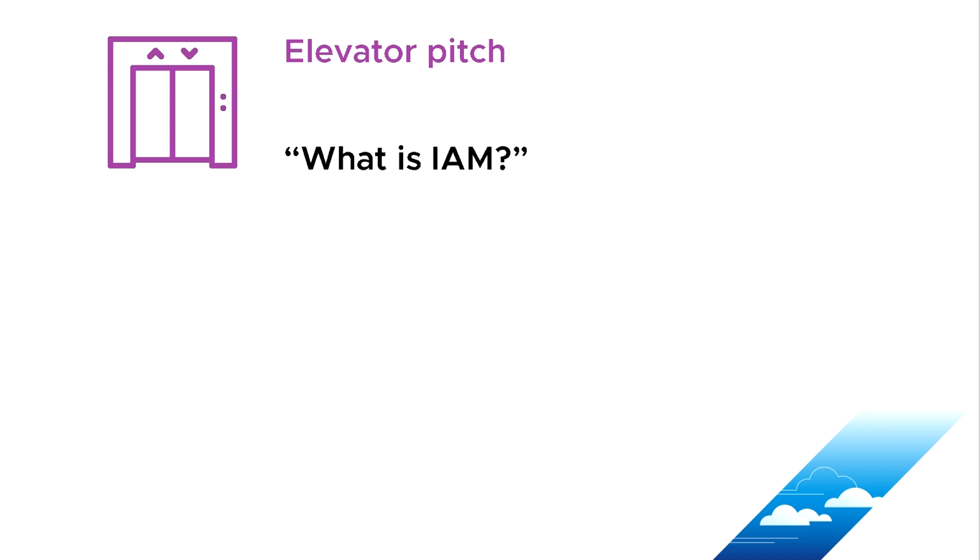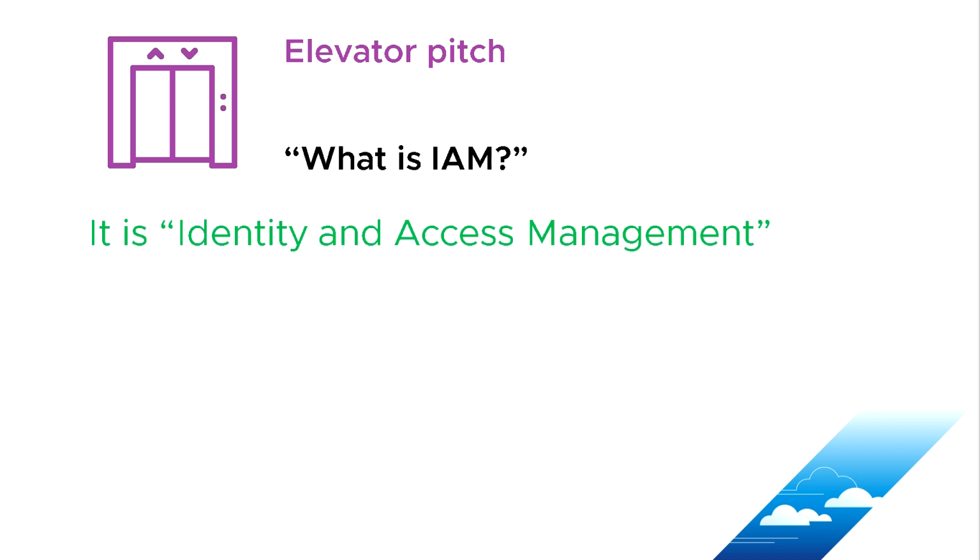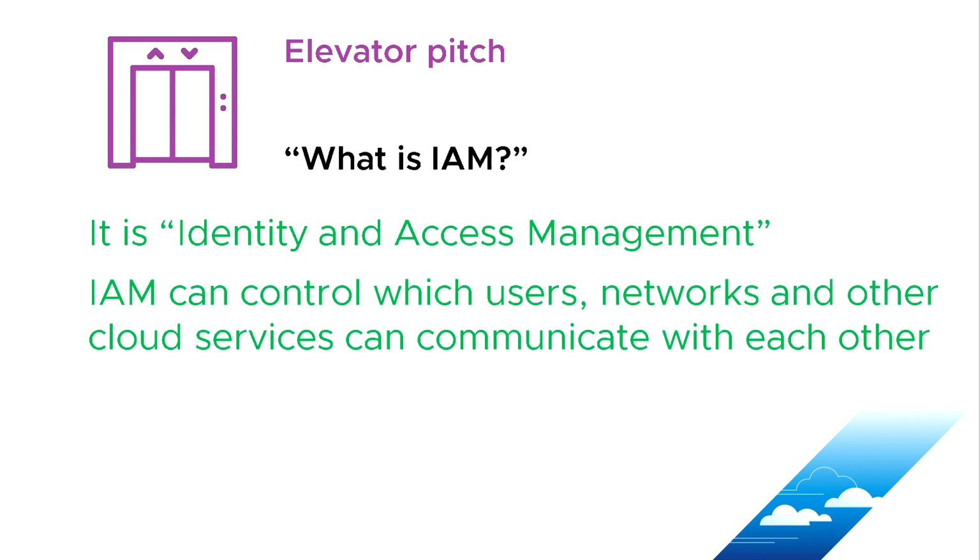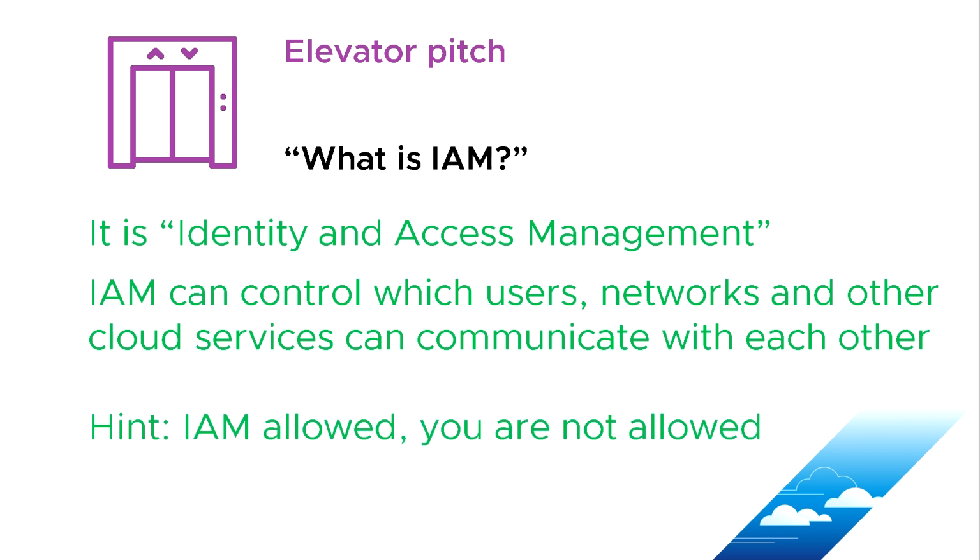Next question, what is IAM? IAM is identity and access management. This can control which users, networks, and other cloud services can communicate with each other. Usually, or specifically, what users, networks, and other cloud services can communicate with a particular VPC. And if you're struggling with all these terms and acronyms, one hint is if you remember the phrase "I am allowed, you are not allowed," that might help you remember why we call it IAM. Because it's there just in the text. I am allowed, you are not allowed. It's all about identity and access control and management.